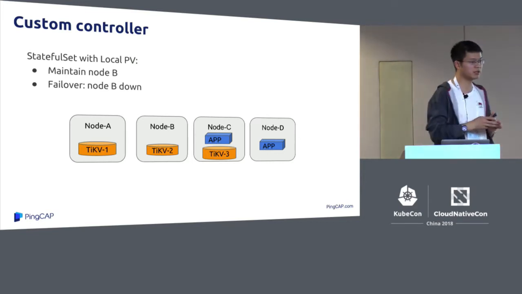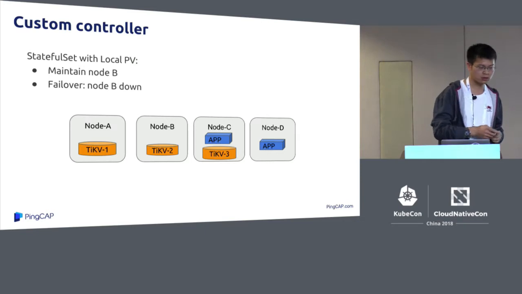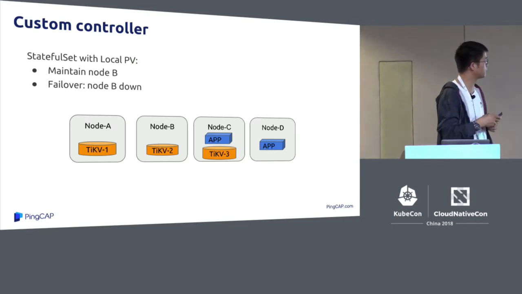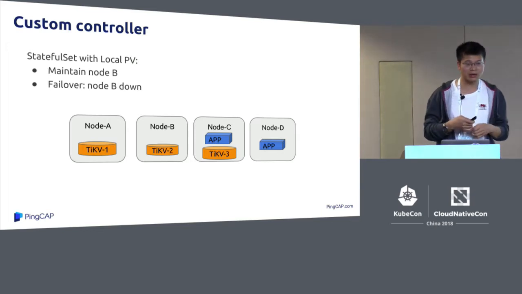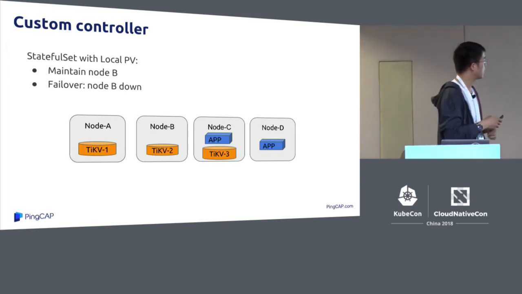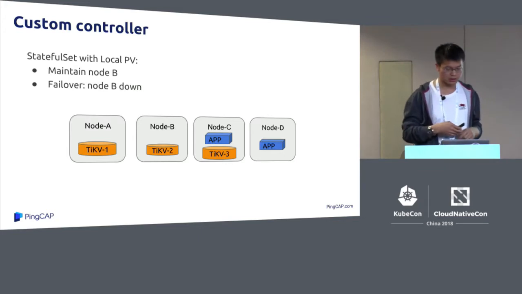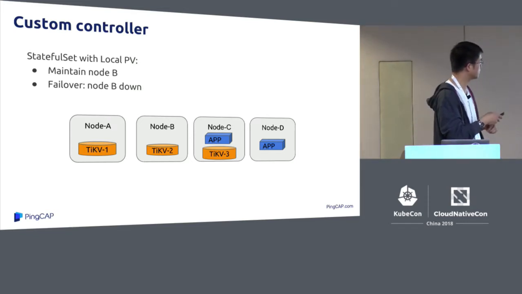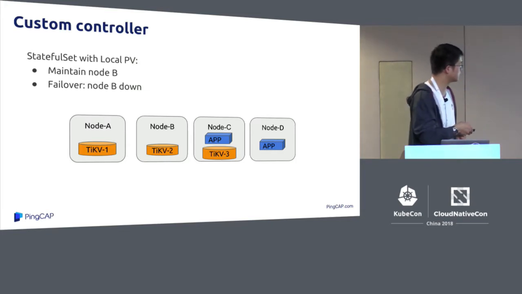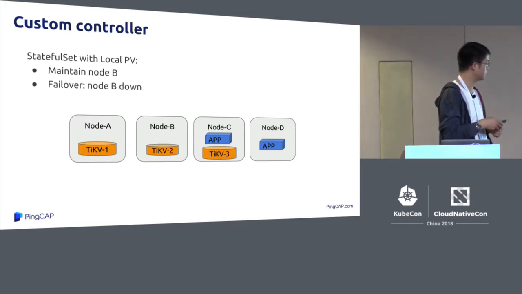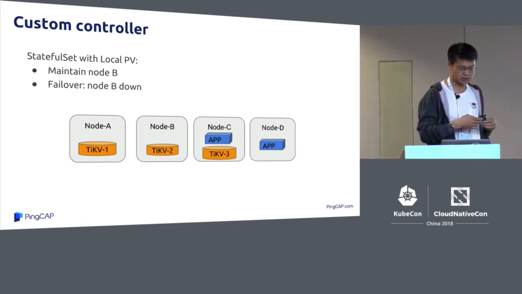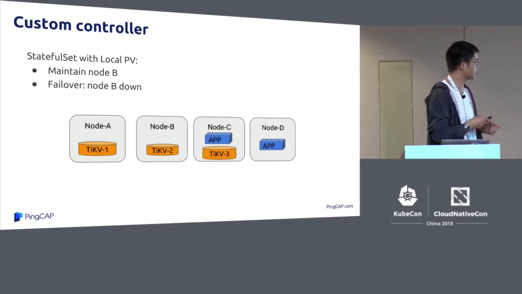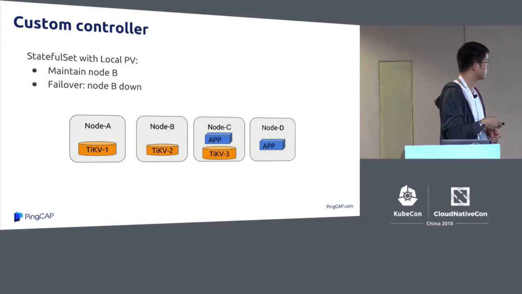At first, Kubernetes doesn't support local PV, local persistent volume. It uses network persistent volume. We know that network persistent volume has replicas. Each piece of data may store several replicas. When combining TiDB with network PV, it adds extra overhead for the data I/O.